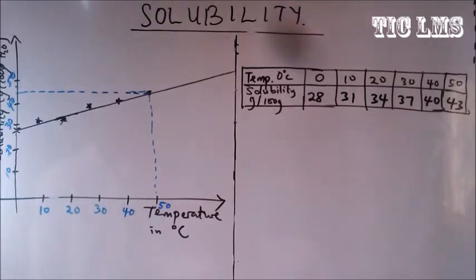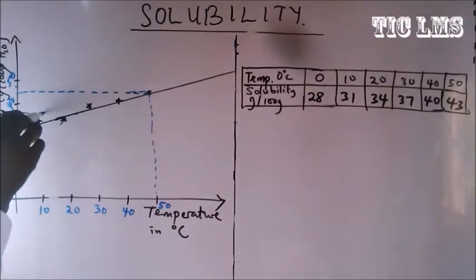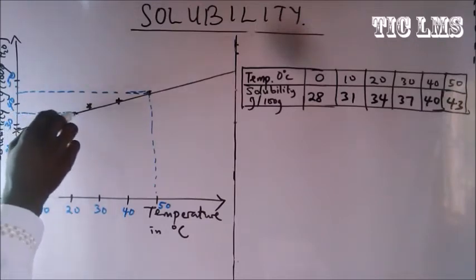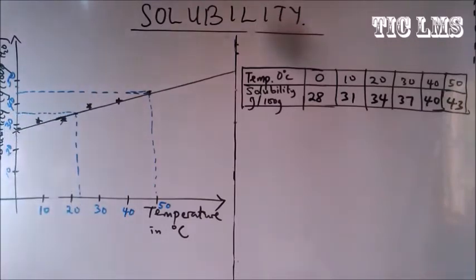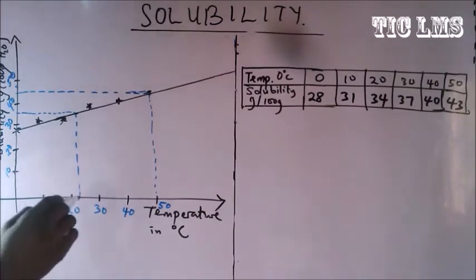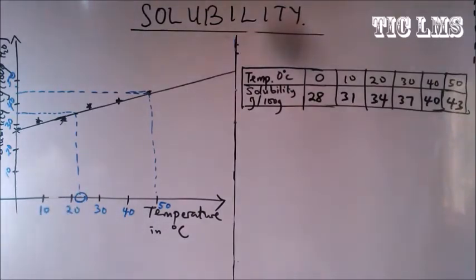Likewise, you could be asked at what temperature you would have a mass of, let's say, 35. So if you have a mass of 35, you choose your 35 here, and then you trace it to the right and then you move down. That's how you get your temperature at 35.